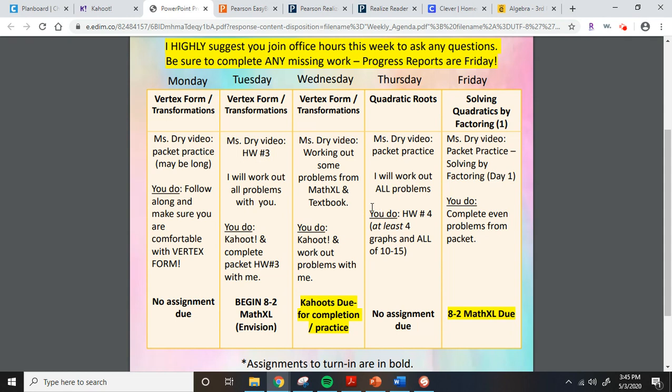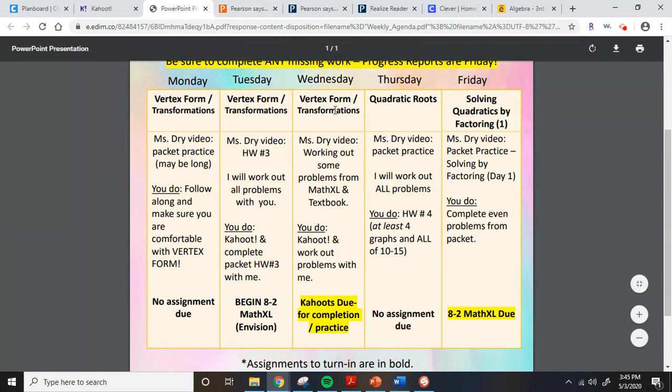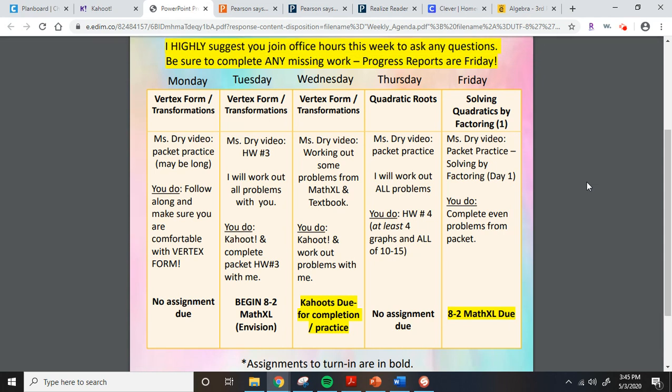Now, if you notice, I'm doing 3 days of the same type of lesson because we're in quadratics, and it's a little bit tricky to keep up with, especially distance learning. So I really need you to focus and pay attention on how to do these things. So we're gonna take it slow this week and talk about transformations, talk about vertex form, and then we're gonna finally get into solving quadratics on Thursday and Friday.